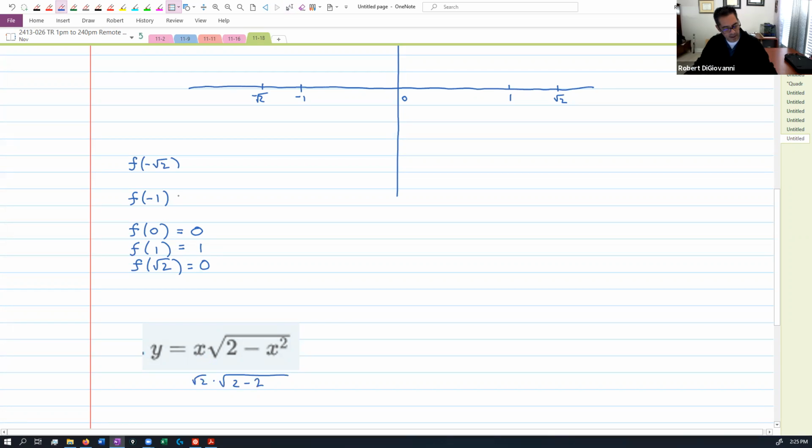If I plug in -1, let's see what happens. If I plug in -1 here, -1, and then -1 squared is 1. 2 minus 1 is 1. √1 is 1. So that should give me -1. And then if you plug in -√2 here, you'll also get a 0. Y'all trust me on this?